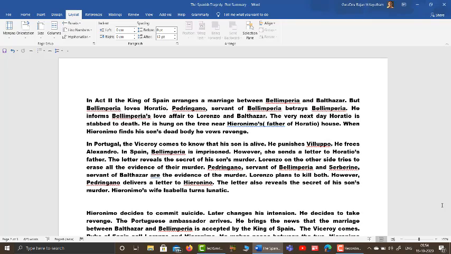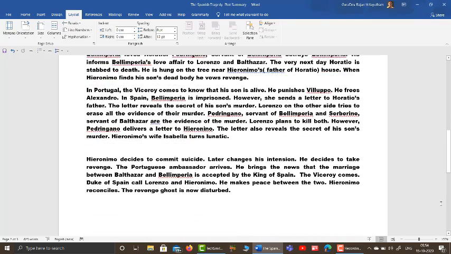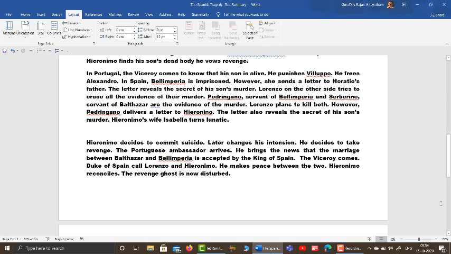The viceroy comes to know that his son is alive. போர்ச்சுகல்ல மகன் உயிரோட இருக்கிற நியூஸ் வைஸ்ராய்க்கு வருது. Immediately he asks Villupu to be punished severely, and he releases Alexandro. But Alexandro immediately begs the king to forgive Villupu, and the king forgives Villupu. So this is the character of Alexandro.